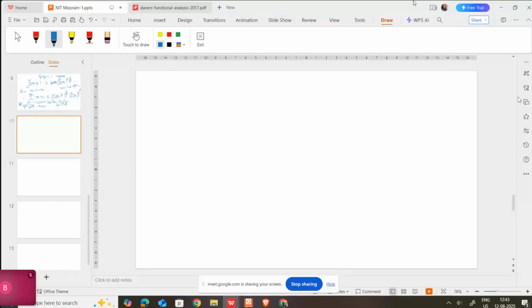So you take a sequence x, xi, take a sequence y, yi, both in LP, 1 less than or equal to p less than infinity. All right. What does it mean?